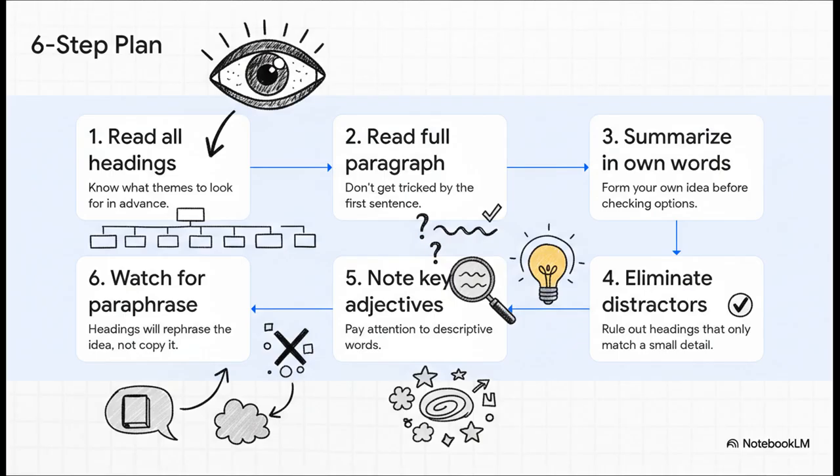Step 2, read the whole paragraph. Don't let just the first sentence fool you. Step 3, and this is so important, summarize the main point in your own words before you look at the choices again. This stops you from getting tricked. Step 4, get rid of the obvious wrong answers, the ones that only match one tiny detail. Step 5, look closely at words like adjectives and adverbs. They often carry the real feeling or opinion of the paragraph. And finally, step 6, remember that exams love to paraphrase. They'll almost never use the exact same words.